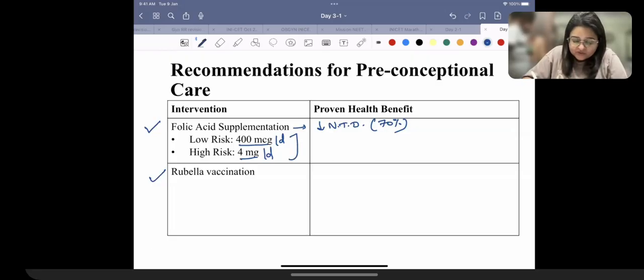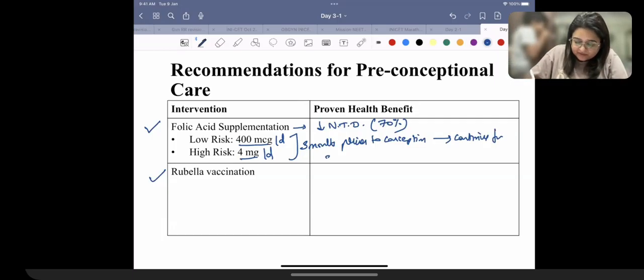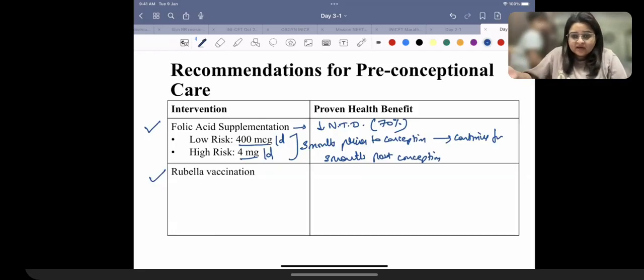Okay? And when should you start? You should start at least 3 months prior to conception and continue for 3 months post conception. So start 3 months before, till 3 months after.